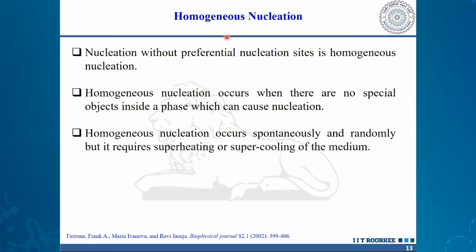In homogeneous nucleation, there is no preferential nucleation site, and it occurs where no special objects exist inside our solvent phase to cause the nucleation. This process is spontaneous and it happens randomly. Now you might ask, if a process is spontaneous or not controlled thermodynamically, then how can we control the crystal growth?